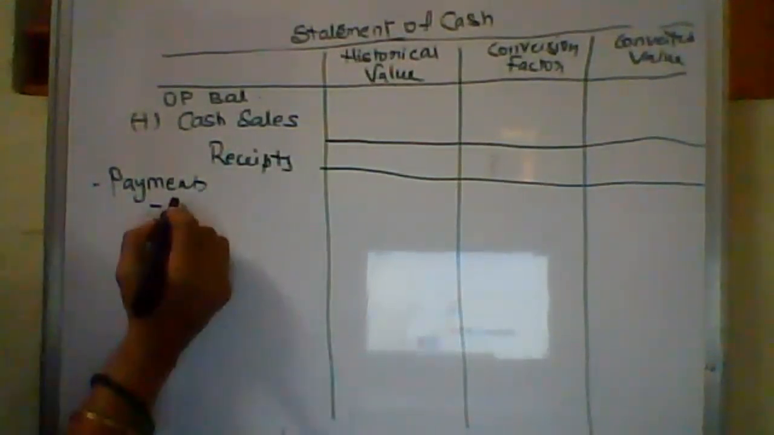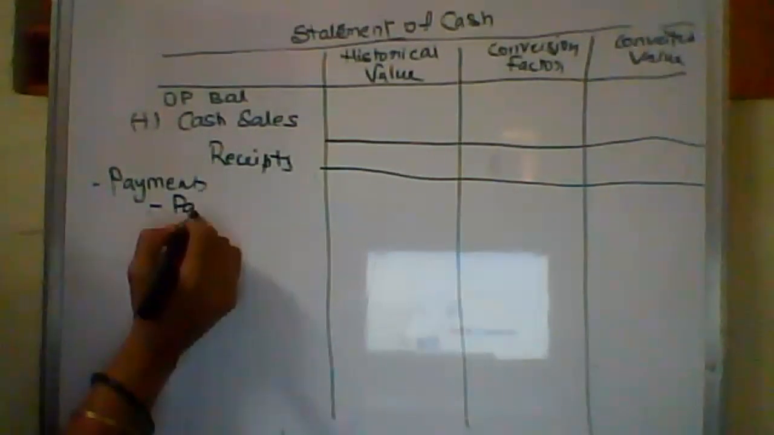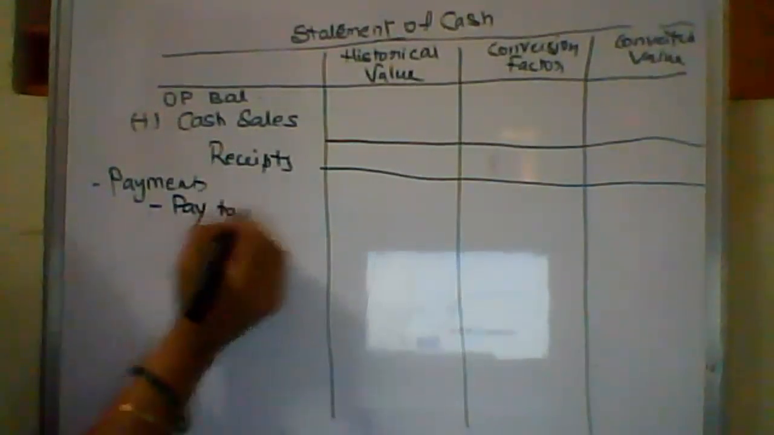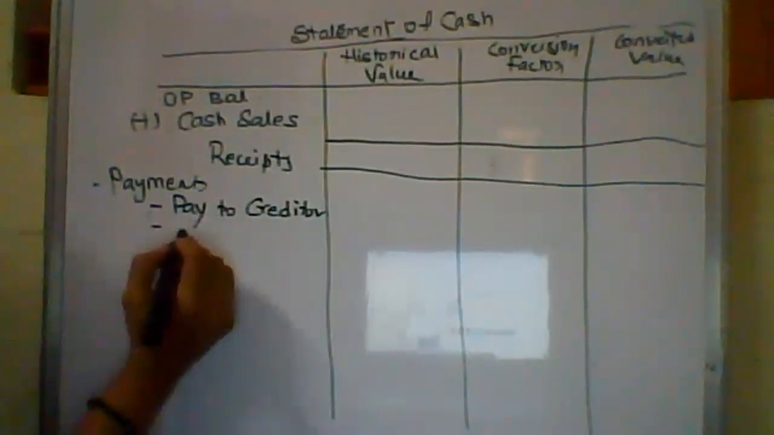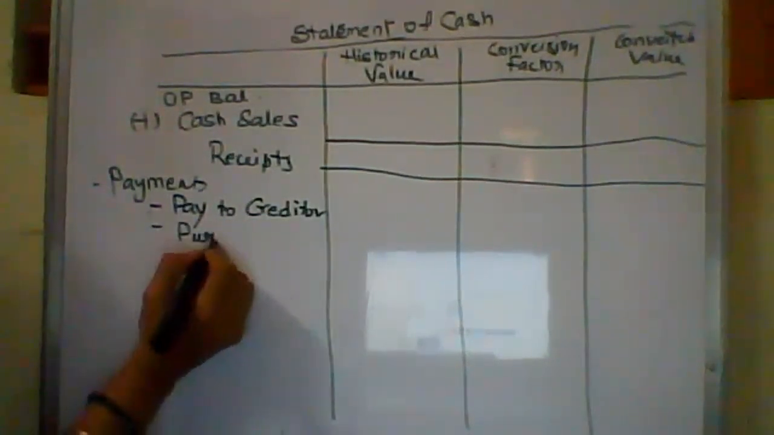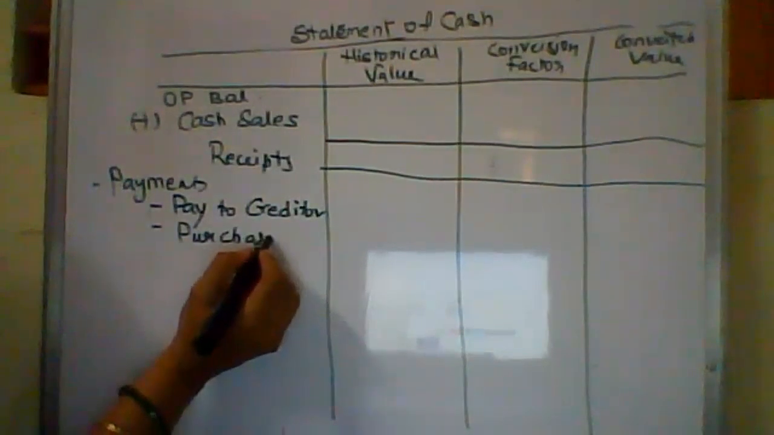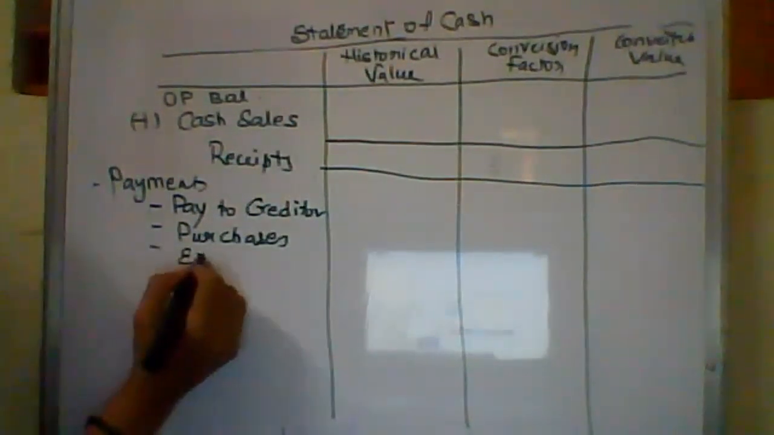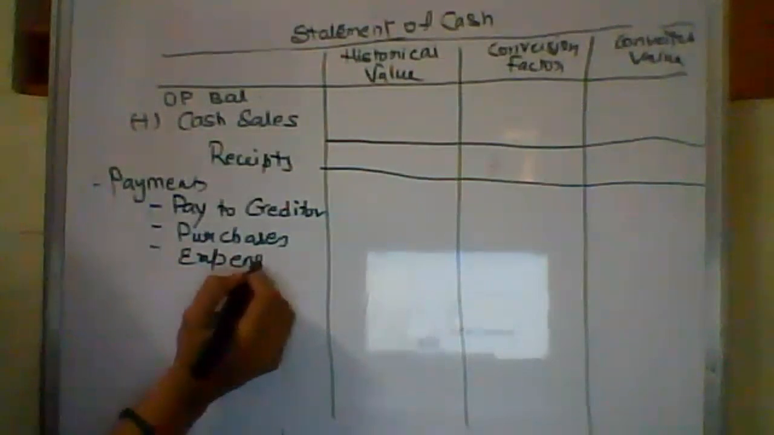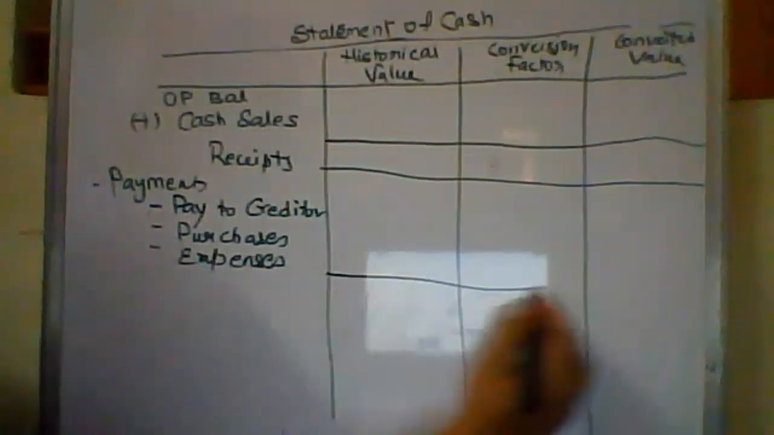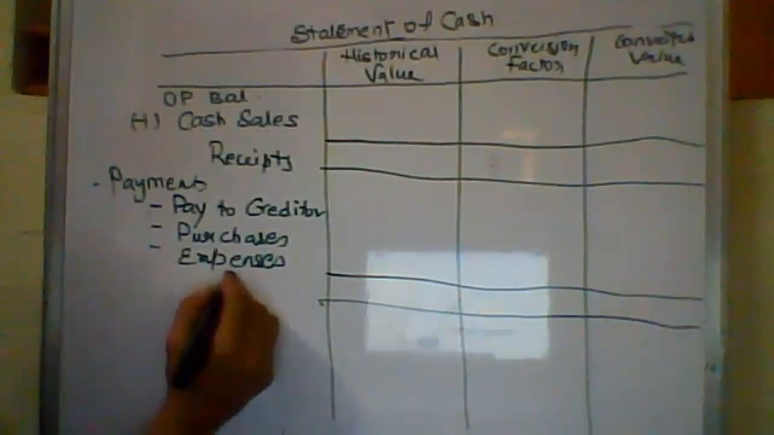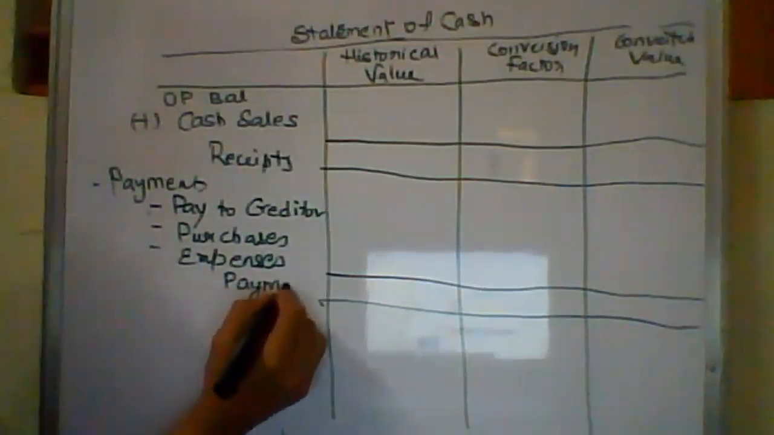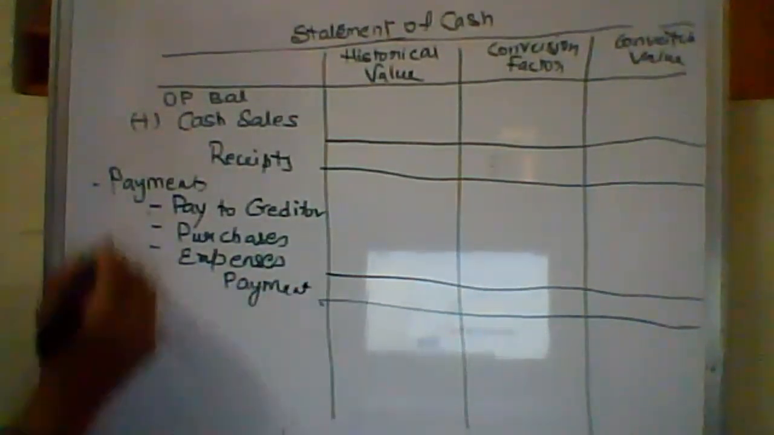First he is giving the payment to the creditors. Next he is giving the cash purchases. Third he is giving the expenses which are being paid. Find out how much is the total payments.